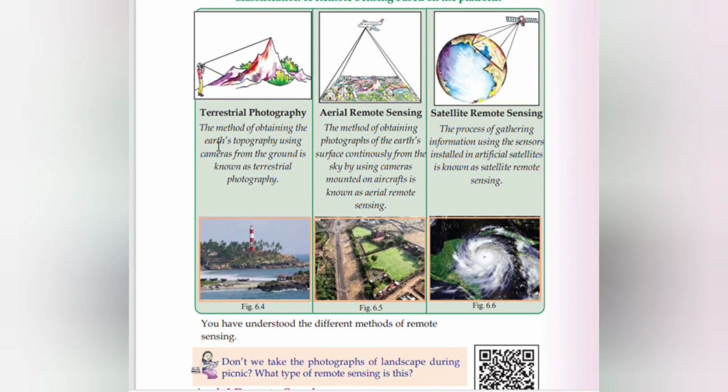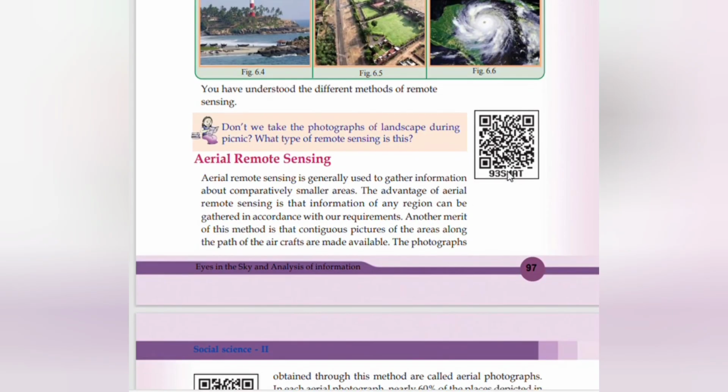Terrestrial photography. The method of obtaining the Earth's topography using cameras from the ground is known as terrestrial photography. Aerial remote sensing. The method of obtaining photographs of the Earth's surface continuously from the sky by using cameras mounted on aircraft is known as aerial remote sensing. And satellite remote sensing: the process of gathering information using the sensors installed in artificial satellites is known as satellite remote sensing. You understood the different methods of remote sensing.